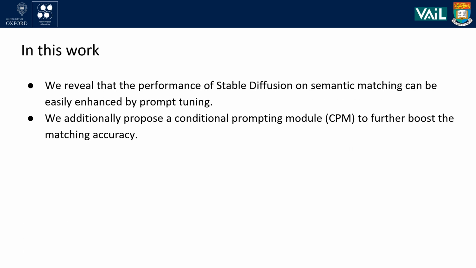In this work, we first show that the performance of Stable Diffusion on semantic matching can be easily enhanced by prompt tuning. We then propose a conditional prompting module which generates a prompt for each individual image pair to further boost the matching accuracy between them.